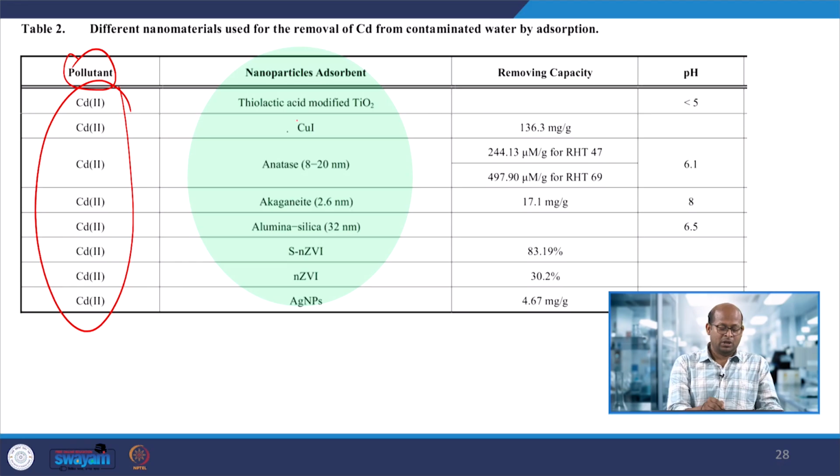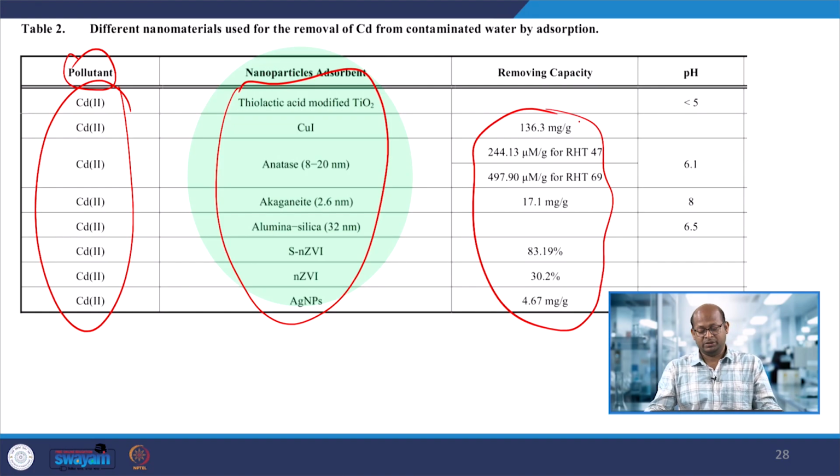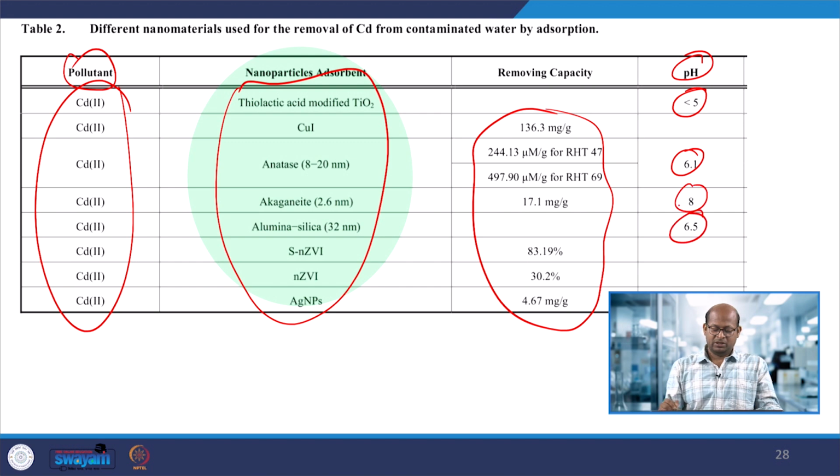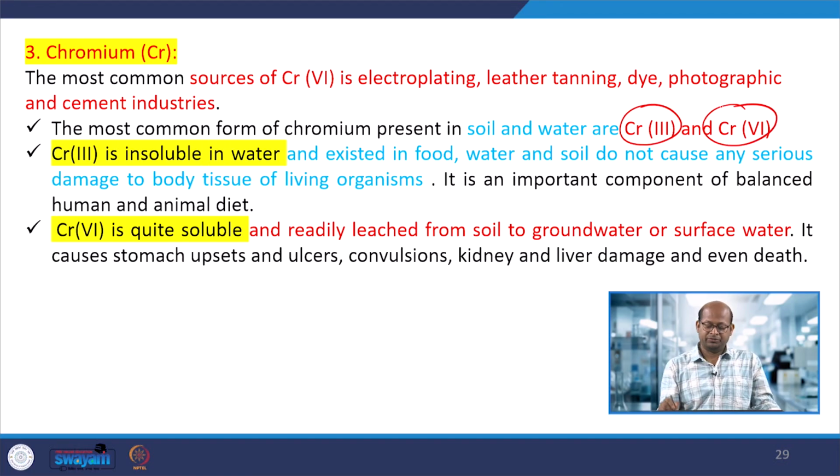Through different types of nanoparticles as adsorbents we can use, and removal capacity also depends upon the materials we are using, which is also given. For example, pH less than 7, less than 5, 6.18. Depending upon those conditions it can be used to separate out. Okay. Similarly, chromium is another pollutant that can also be separated out. Chromium has two different oxidation states, chromium +3 and chromium +6.